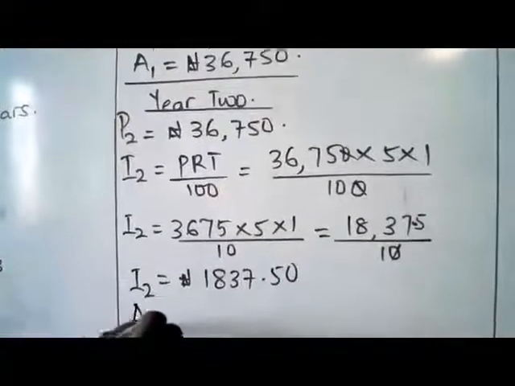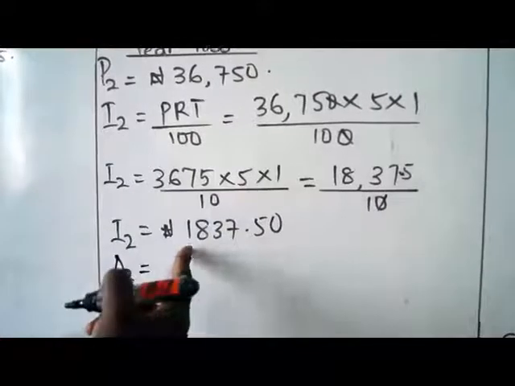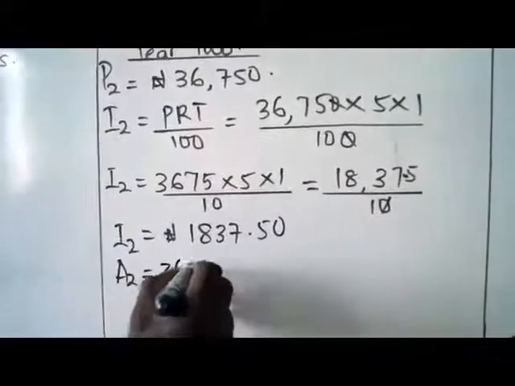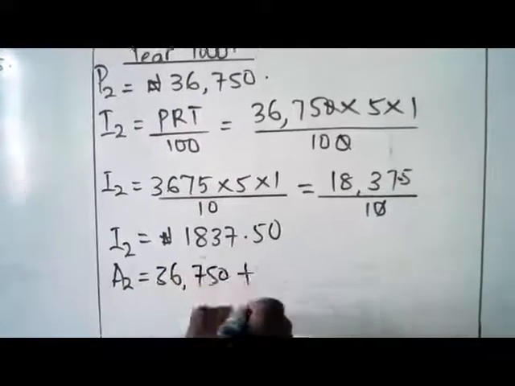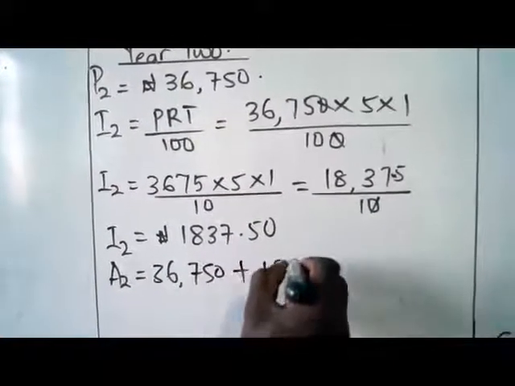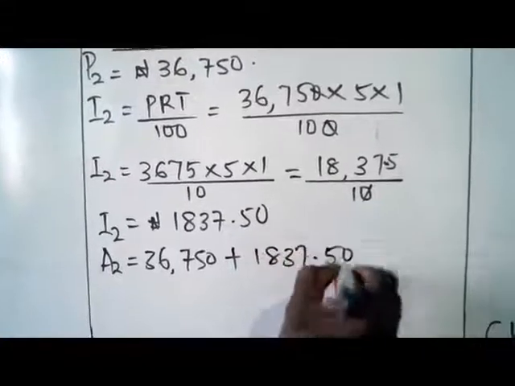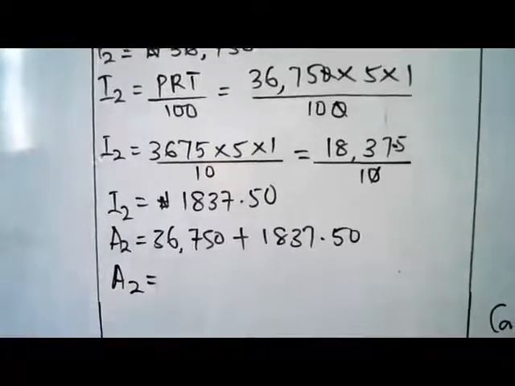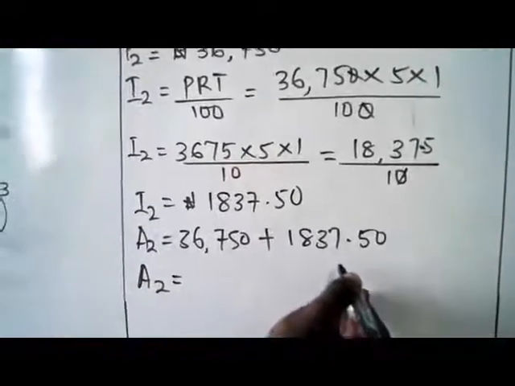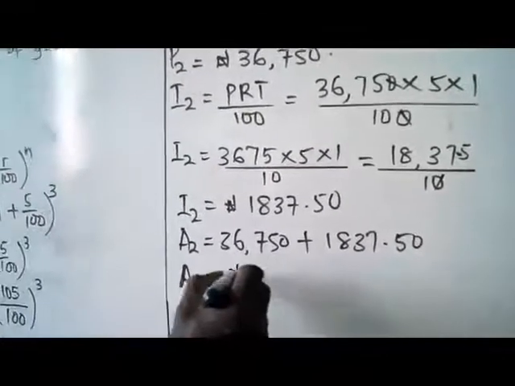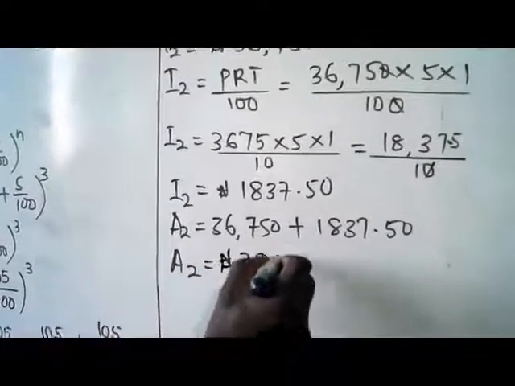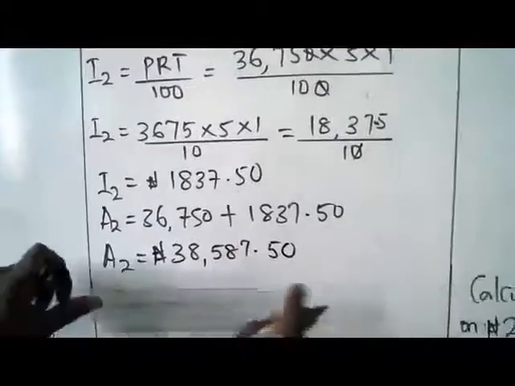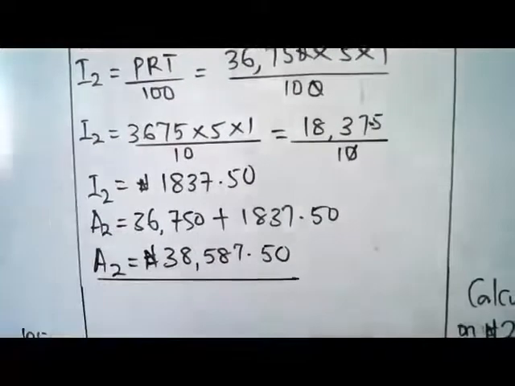So the amount for year 2 will be equal to the principal, the new principal for year 2. That is 36,750 plus 1,837 naira 50 kobo, right? If you find the sum of these, it should give you a total of 38,587 naira 50 kobo. So this is the amount I'm having at the end of year 2.